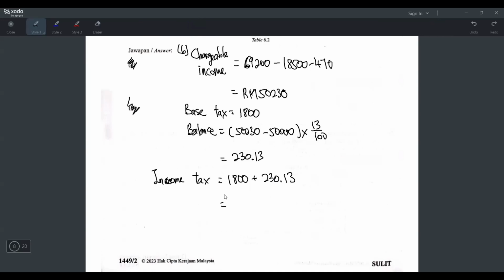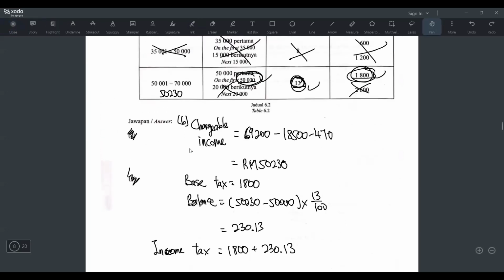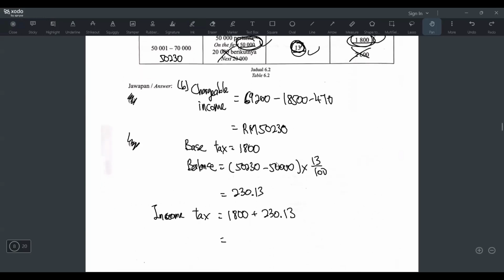So my answer is 2030.13. But I think I made a mistake lah. Sebab tak sama dengan... Wait, mana saya buat salah? 1800. Okay, yang ni saya silap tekan lah. 250,230 minus 50,000. Okay, I silap here. I silap tekan lah. My working correct. It's just I silap tekan. So this one is 29.9. Okay. Yeah, the working is correct. It's just that when I tekan calculator tadi, maybe I silap tekan some numbers. So this one is 29.90.